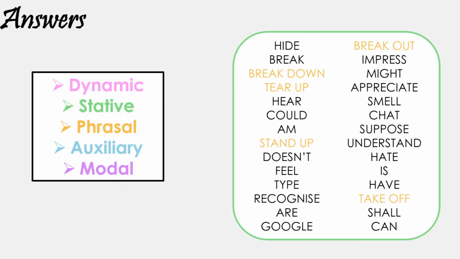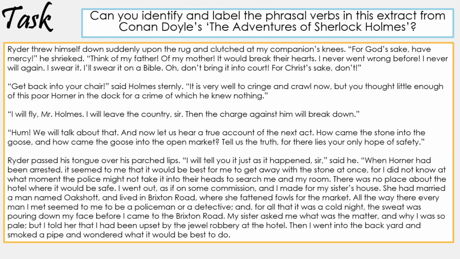A key thing to note with verbs is that the type of verb can change dependent on the context of the sentence that it's in. And if you want to challenge yourself, try and identify the phrasal verbs in this extract from The Adventures of Sherlock Holmes by Sir Arthur Conan Doyle.